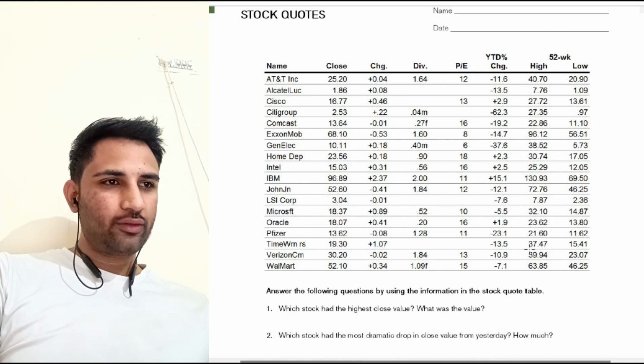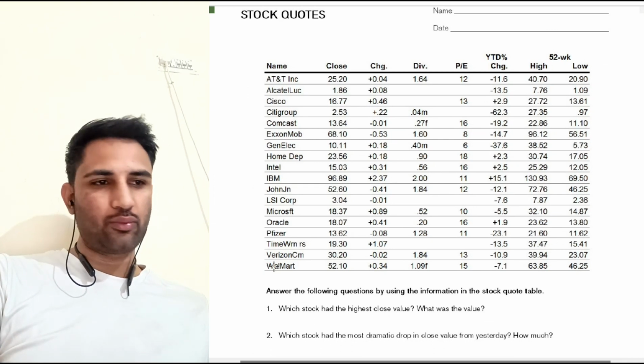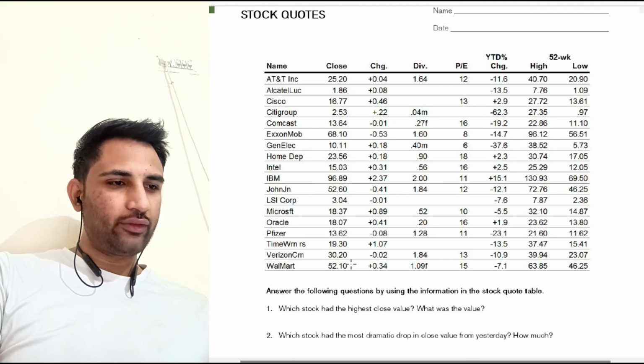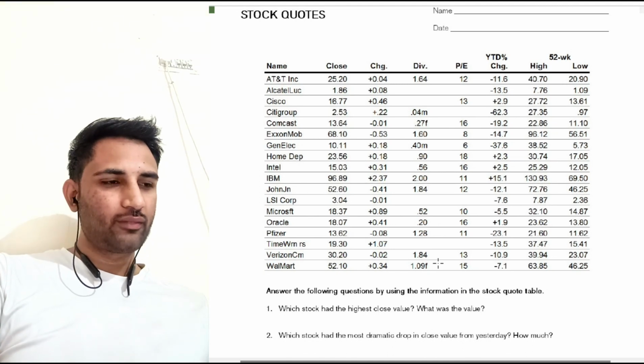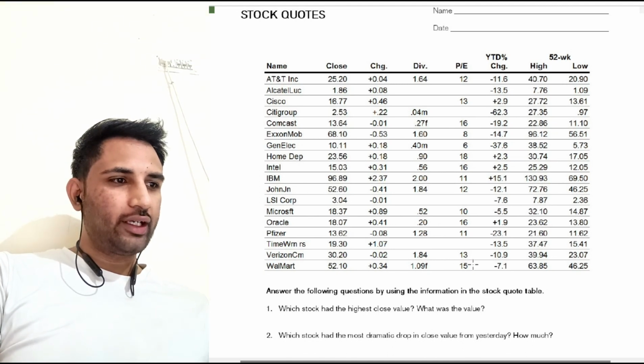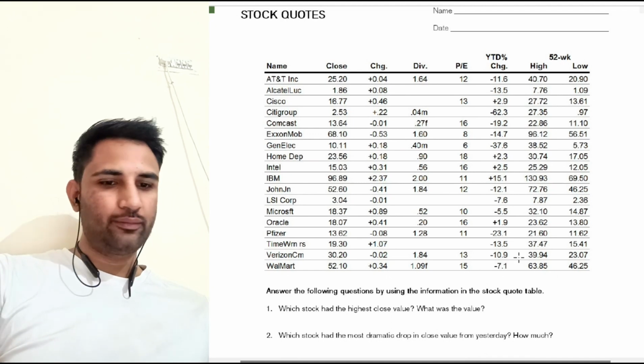Last one is Walmart. The closing price is 52.10. Change is 0.30 positive percentage. Dividend per share is 1.09 per share. Profit earning ratio is 15. Year to date change percentage is negative 7.1. 52 week high and low were 63.85 and 46.25.